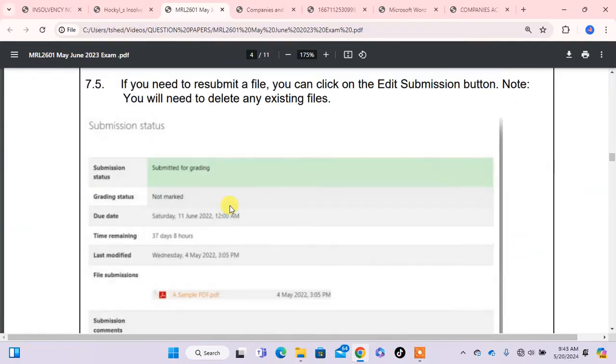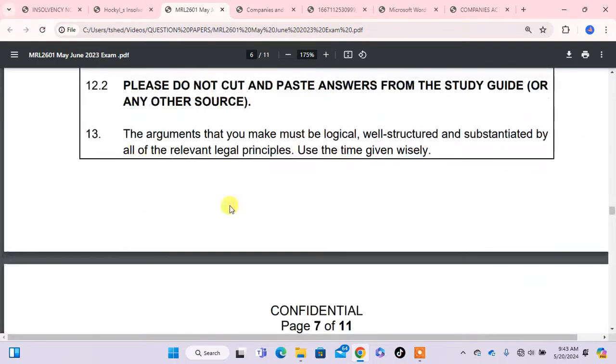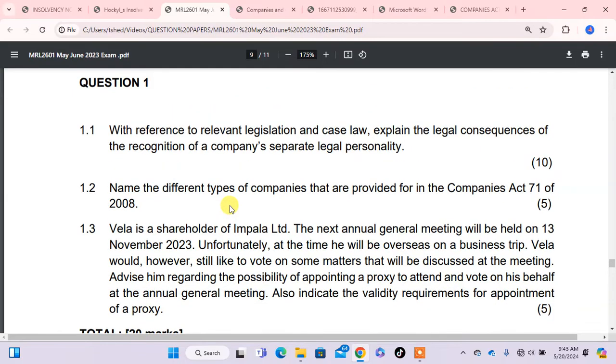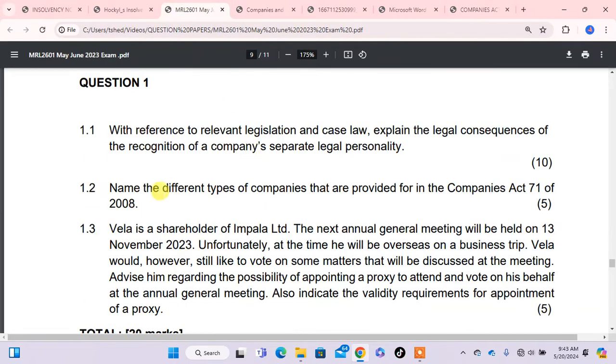Since I've told you that company law and MRL are the same thing, they ask the same questions. Let's start here. Question 1 asks, with reference to the relevant legislation and case law, explain the legal consequences of the recognition of the company's separate legal personality. Another question says: name the different types of companies that are provided for in the Companies Act 71 of 2008.